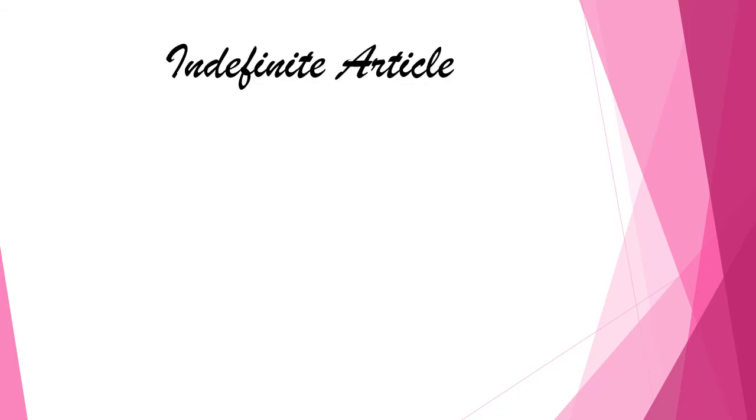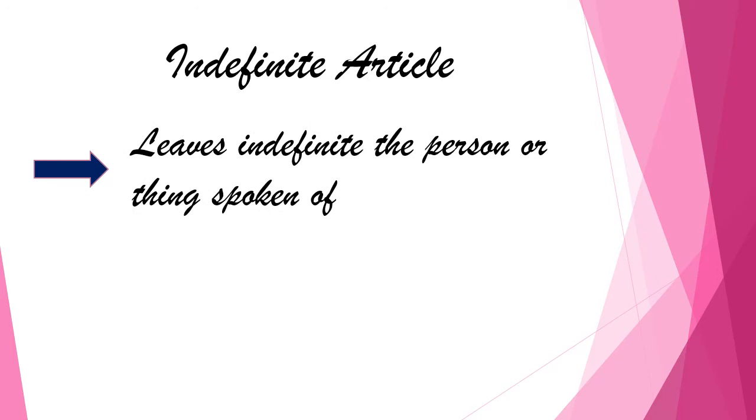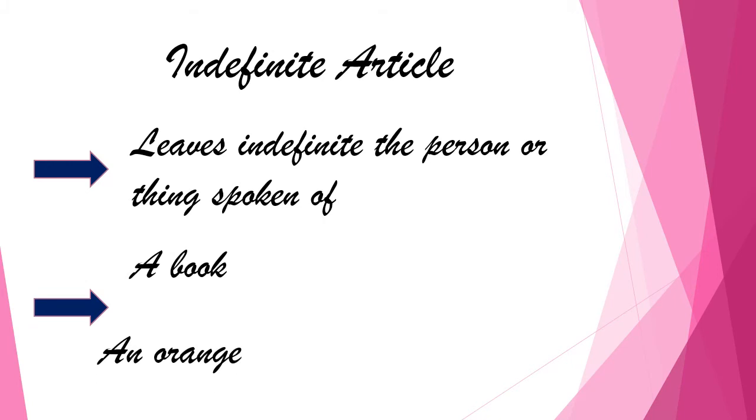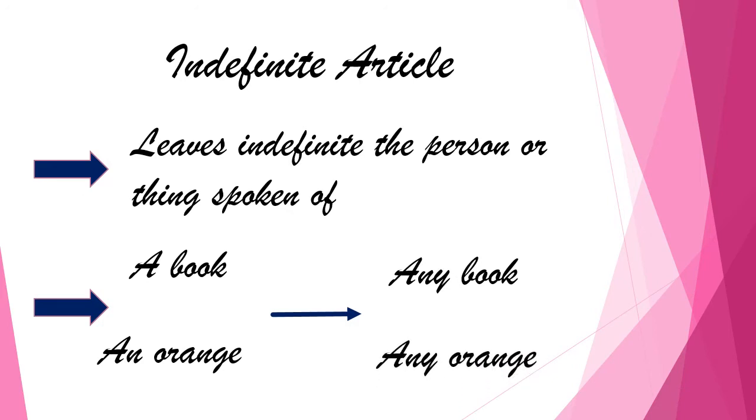Indefinite article. Now what is an indefinite article? A or an is usually referred to as an indefinite article because it leaves indefinite the person or thing spoken of. Here indefinite means non-specific or generic, like a book, an orange. What does all this mean? It means any book, any orange, and not a particular one. So, in other words, whenever we have to indicate a person or thing spoken of in a general sense and not refer to any particular person or particular thing, we use indefinite articles.